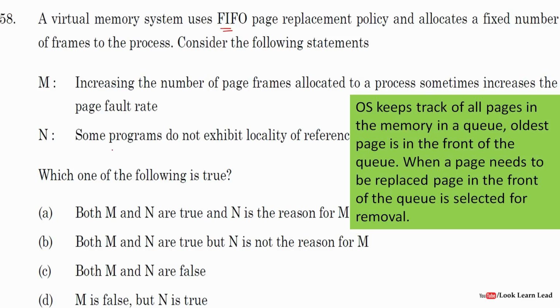Okay, FIFO is first in first out. In this, the operating system keeps track of all the pages in the memory in a queue, and the oldest page is at the front of the queue. When a page needs to be replaced, the page at the front of the queue is selected for removal. That is, it is based on first in first out. The page which comes first in the memory would be taken.